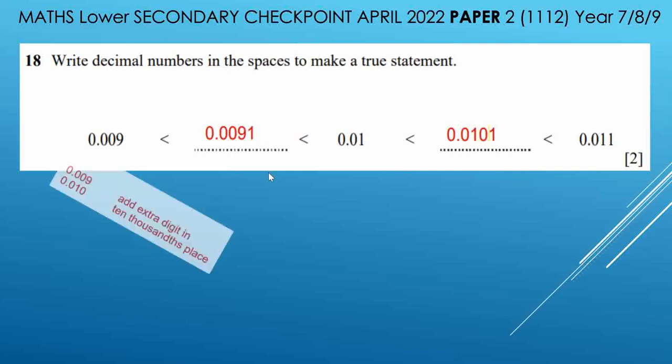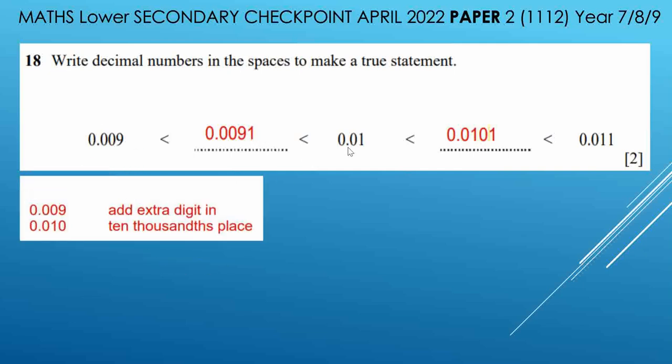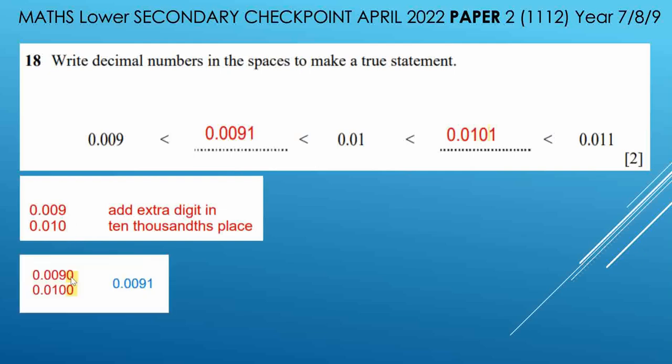Here's the explanation. For this one and this one, we write down the number and we add a 0 here to make it the same 3 decimal places, and we add an extra digit in the next place. It is the 10,000 place, so we add an extra digit, and we can see that now we can compare. It's the same 4 decimal places, and this is 90 and 100, so you can write from 91 to 99 for this number. That is the answer.